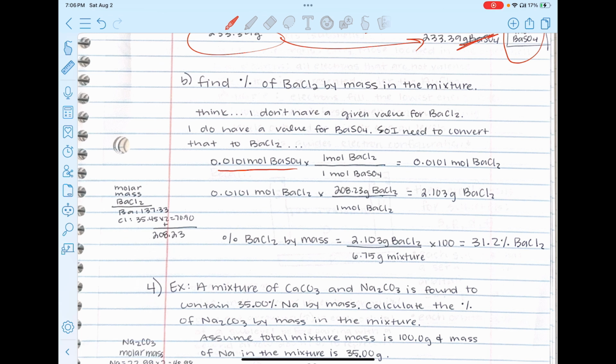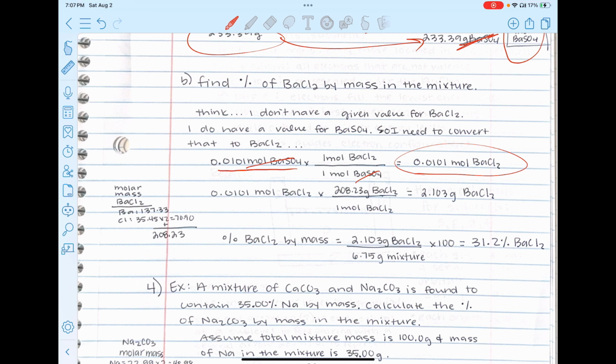So moles of barium sulfate times 1 mole barium chloride over 1 mole of barium sulfate times 1. And then divided by 1 obviously doesn't change the answer, but that is how we convert from moles of one thing to moles of another in the same chemical equation. So that tells me that that's 0.0101 moles of barium chloride.